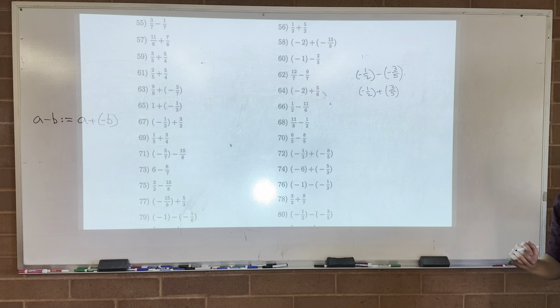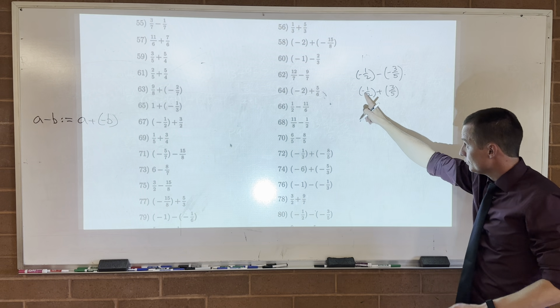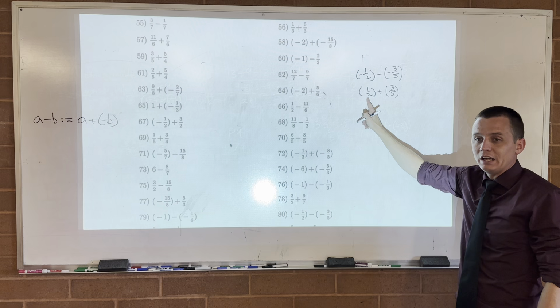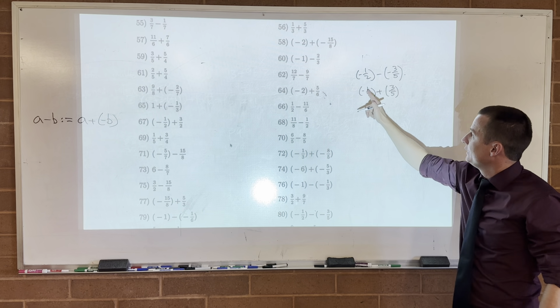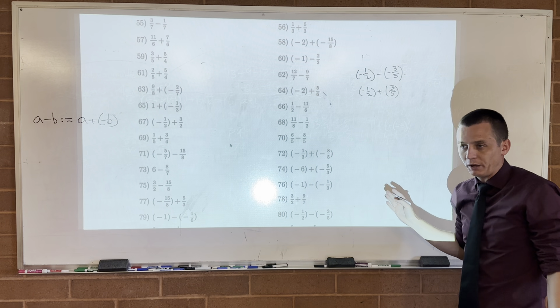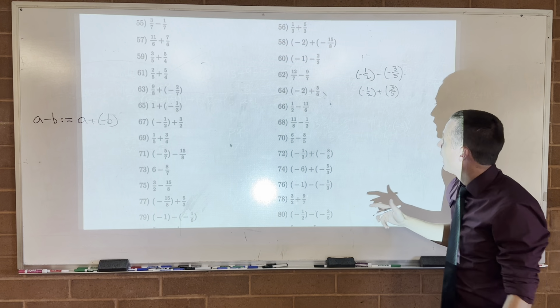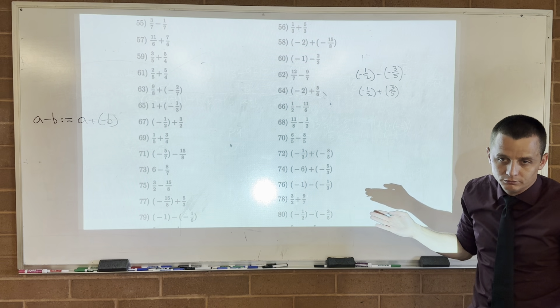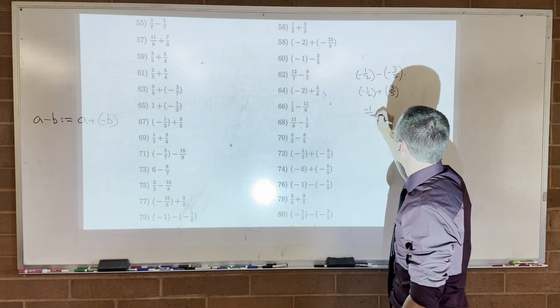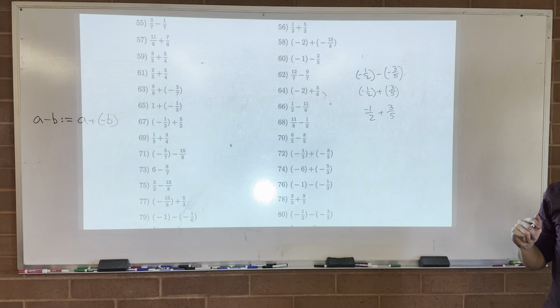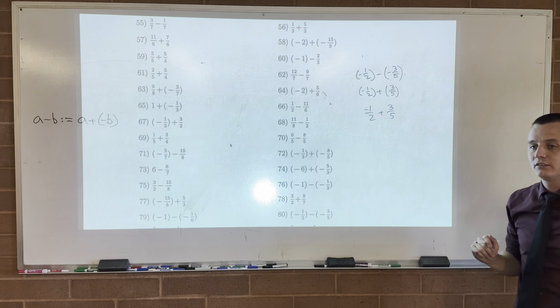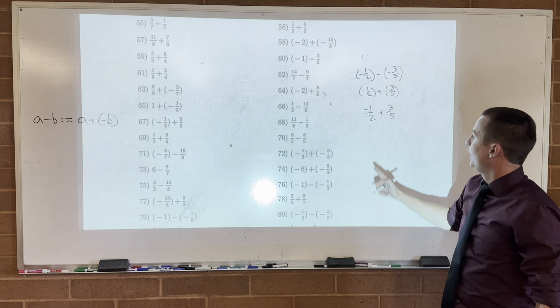With me? Now, negative 1/2 is the same thing as negative 1 over 2 or 1 over negative 2. We can associate that negative with the numerator or the denominator, it doesn't matter which. I'm going to choose the numerator, that's what you typically do. So this is the same thing as negative 1 over 2 plus 3 over 5. Right? Now we need to get a common denominator. What's our common denominator going to be? 10.